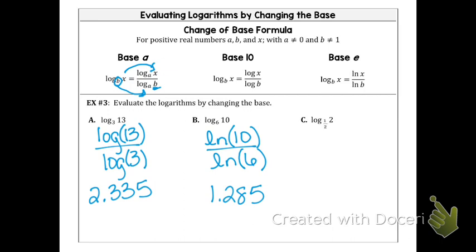And then C, it doesn't matter on any of these which way you go. We could go to base 2, which I think is what it's really kind of wanting us to do here, because we have a 1/2 and we have a 2. So we could work it out. So let's do that. So let's go to log base 2. So we're going to have log base 2 of 2 over log base 2 of 1/2.